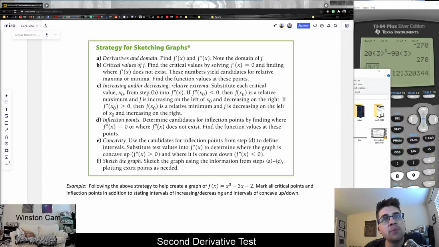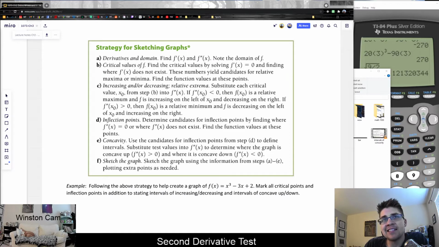A key idea in 3.3, which is actually not part of our curriculum, is how to use derivatives to help sketch graphs. So let's just walk through a quick example of how we can apply all of this knowledge to creating graphs of functions. Let's just read through the strategy.